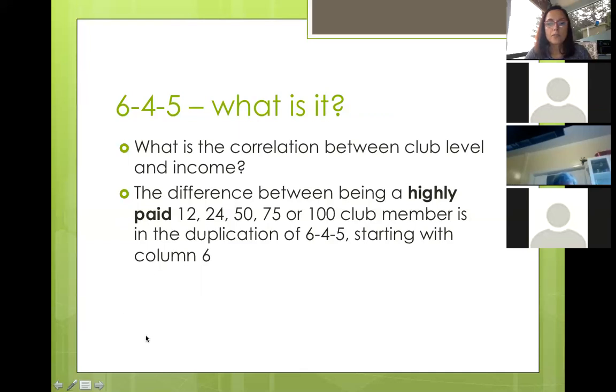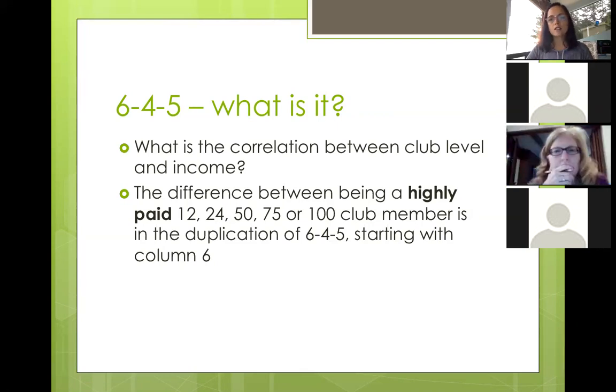So the difference between being highly paid as a 12 club, 24 club, 50 club, 75 club, 100 club, doesn't matter. At every level, they saw this was the duplication, starting with column 6. So Don Rathman came up with this whole 645 concept, and this is my twist on Don Rathman's teachings about 645.